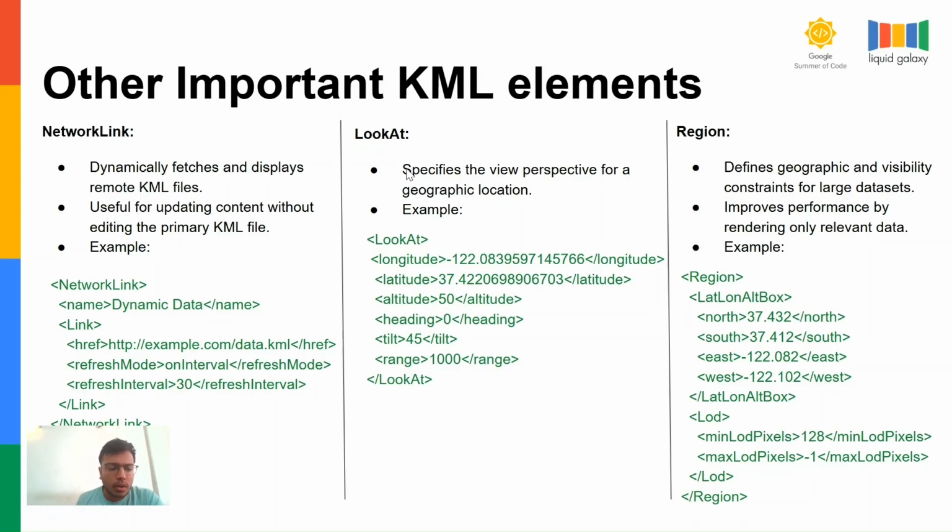So next thing is our look at element. It specifies the view perspective for a geographic location. For example, the longitude, latitude, and altitude basically covers the point or location where we have to go to. Heading is basically a term which is taught in surveys. It is basically the angle made from the north direction. So the angle heading at the north is going to be 0.